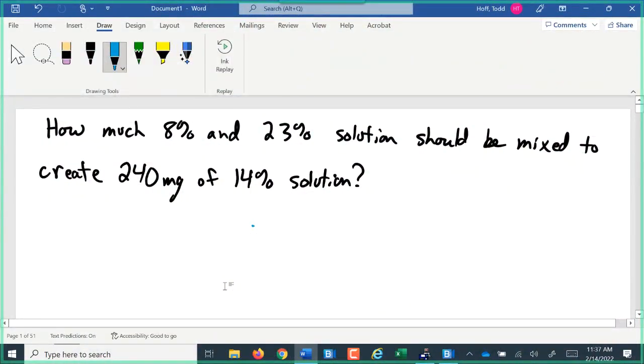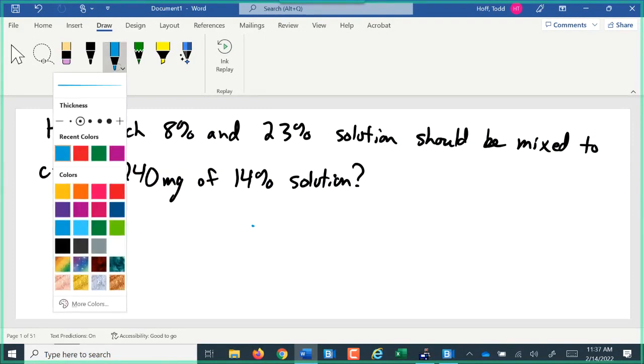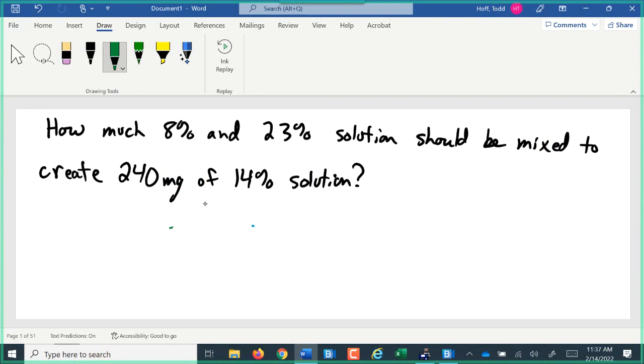Those of you that started it on your own, we'll see if you're going in the right direction. So this question is asking how much 8% and how much 23% solution should be mixed to create 240 milligrams of a 14% solution. So as we did last week, we're looking at what we are mixing, and here we are mixing 8% and 23% solutions.